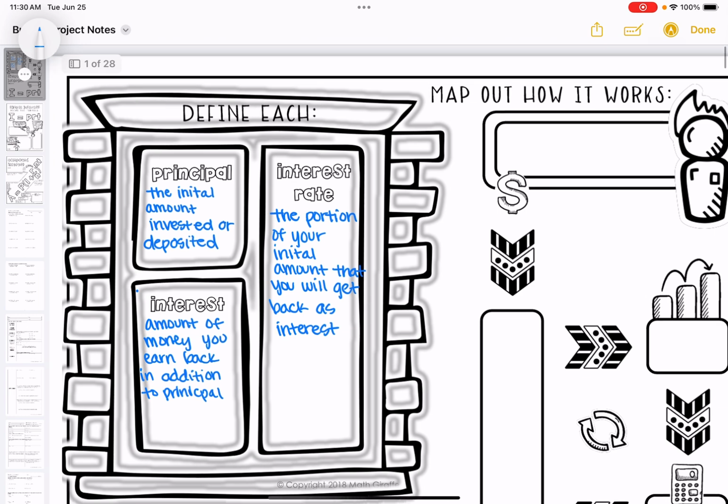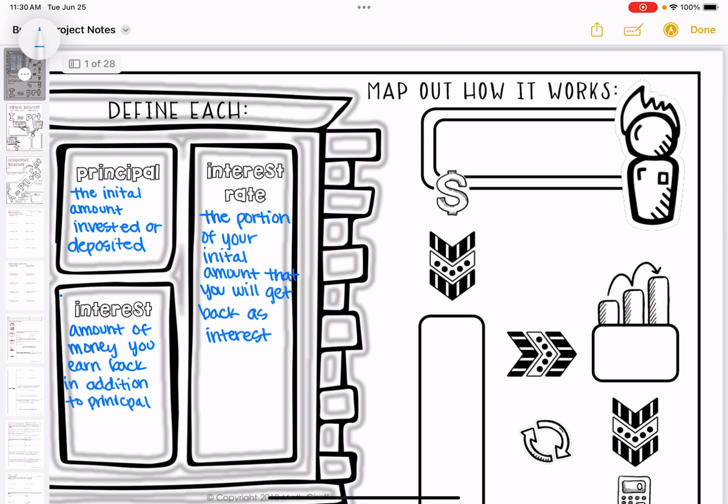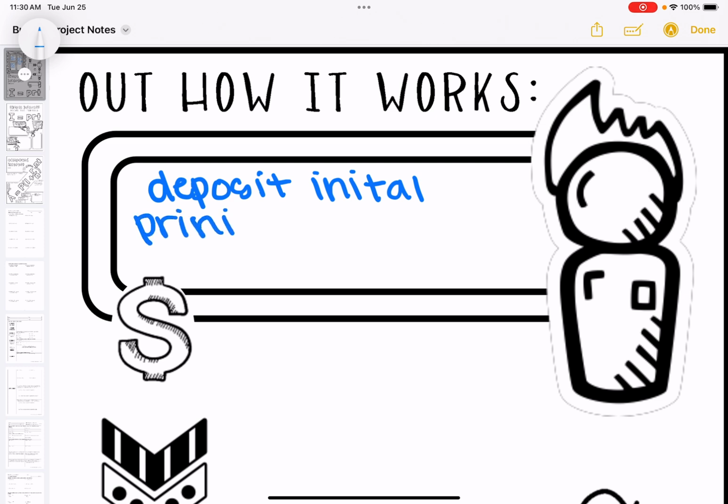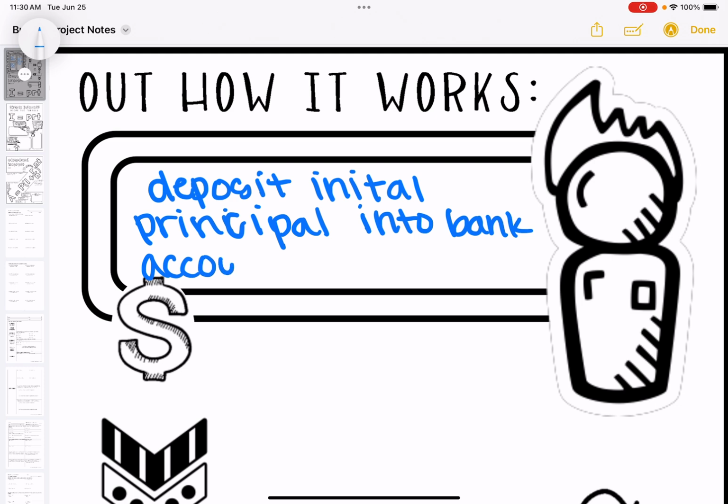All right, now we're going to talk about how it works. So we have a map here that talks about how it works. So to start with, you deposit an initial principal into a bank account. All right, so you decide how much initial money you want to put into a bank account, and you go to the bank and you do that.